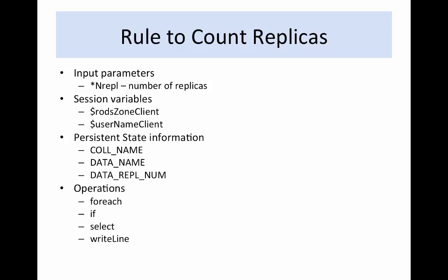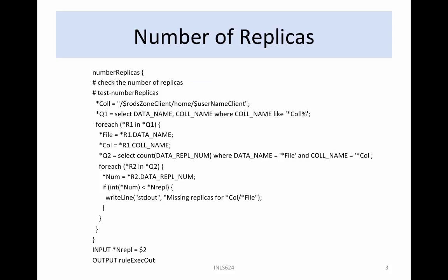The session variables that are used are $rodsZoneClient and $userNameClient to identify your home directory. The rule uses persistent state information: coll_name, the collection name; data_name, the file name; and data_repl_num, the file replica number. The operations that are executed are foreach, a loop over the query results; if, the conditional test; select, create a query; and writeLine, write output.